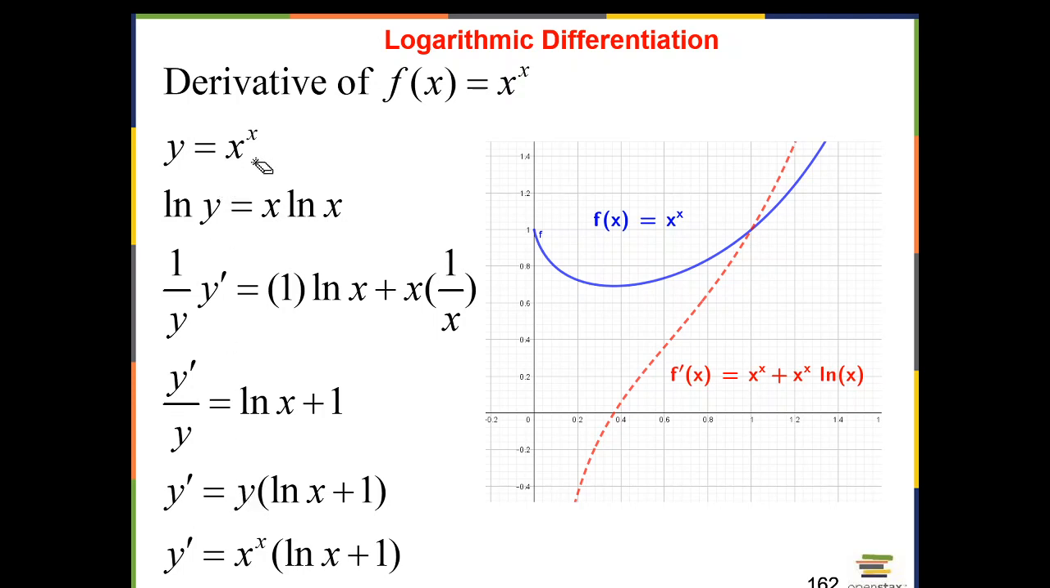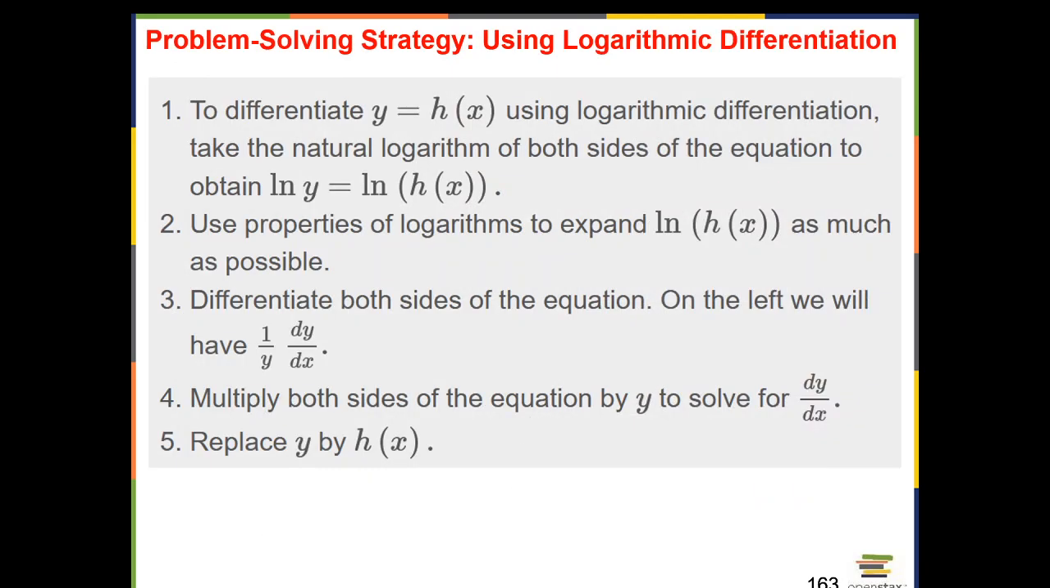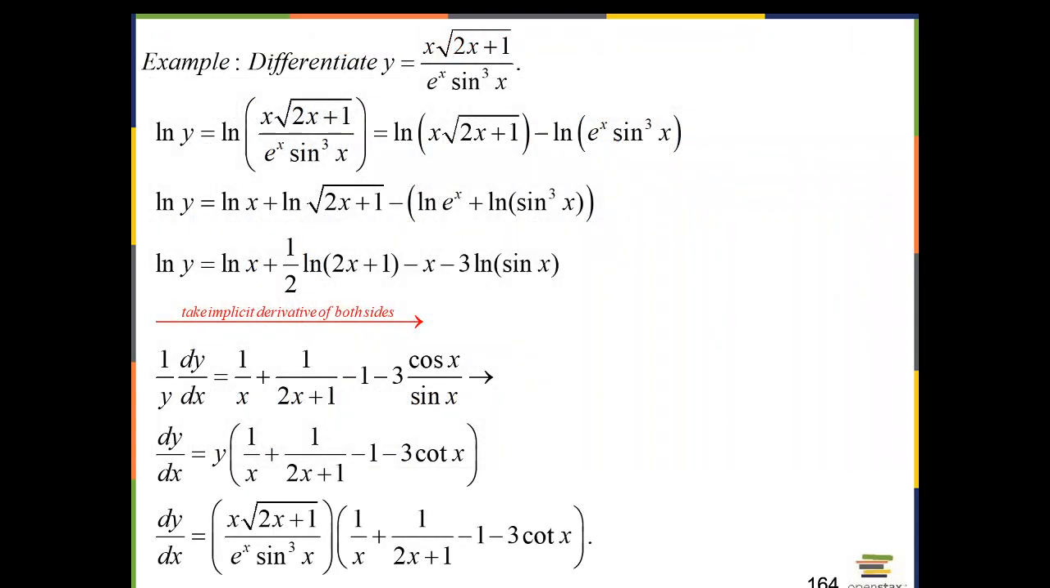But what is y? It's x to the x. So the answer is x to the x times (ln x plus 1). Very different from this wrong answer, right? That doesn't make sense. Okay, and that's the graph of it. That's x to the x, and this is the derivative of it.